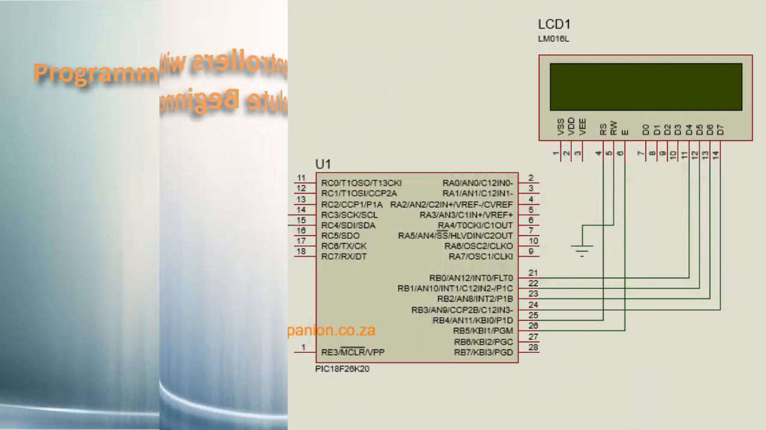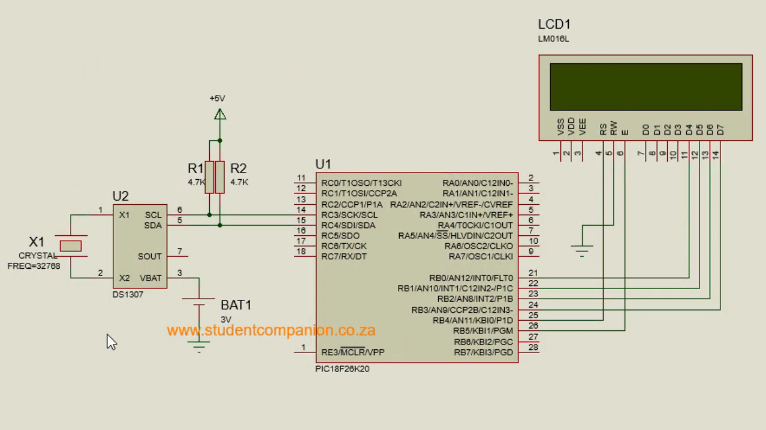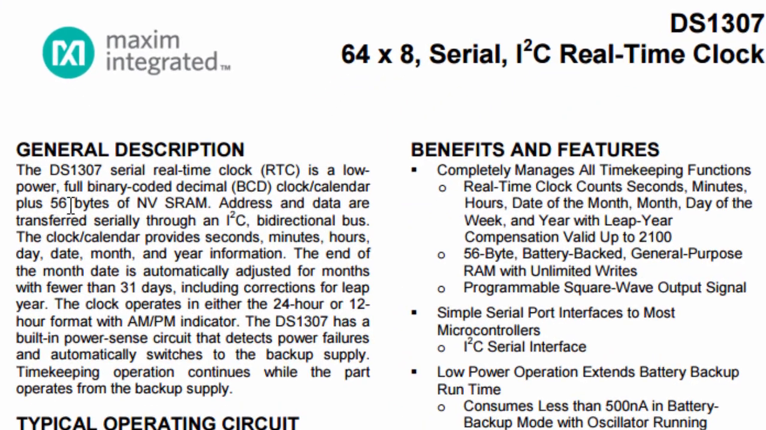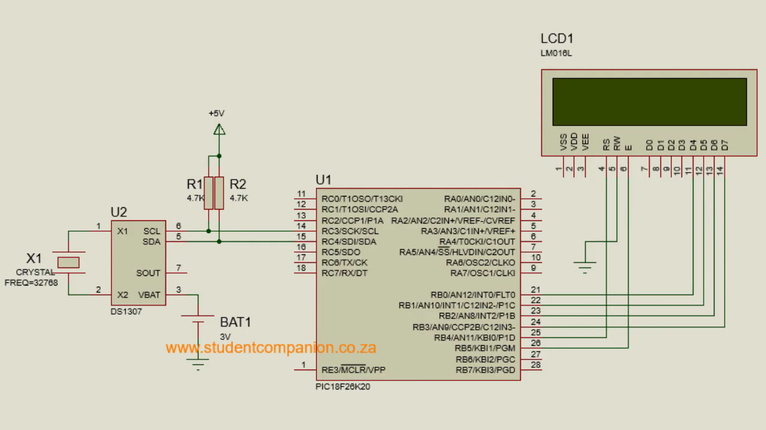The DS1307 is a low power serial real time clock and calendar from Maxim Integrated. If you go to its datasheet at Maxim Integrated website, it says the DS1307 serial real-time clock is a low-power, full binary coded decimal clock calendar plus 56 bytes of non-volatile memory. Data and address are transferred serially through a bidirectional I2C bus. This RTC chip provides year, month, date, hour, minute, and second information.